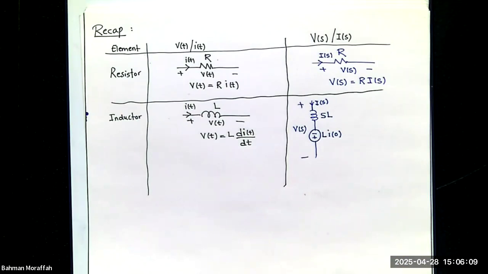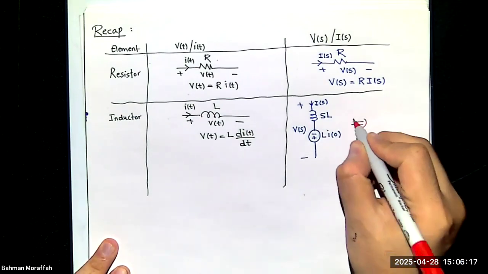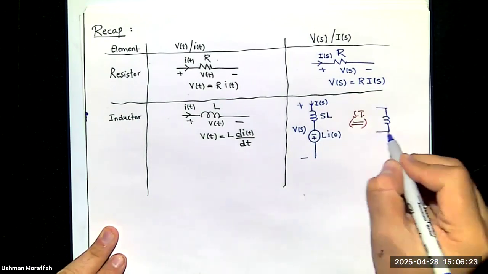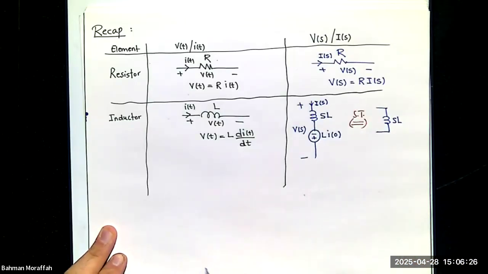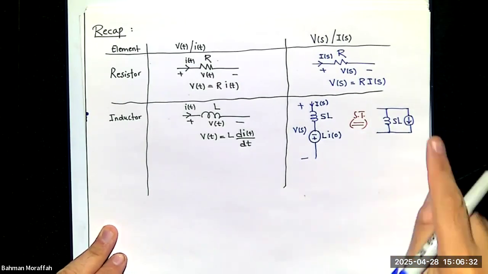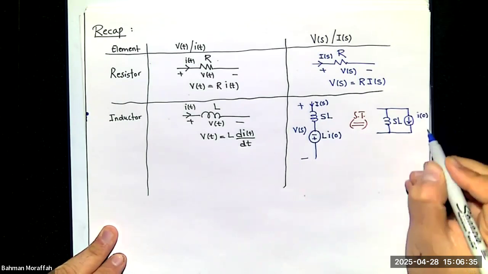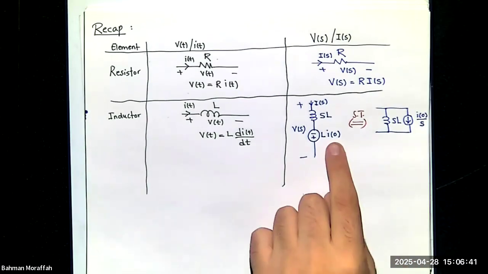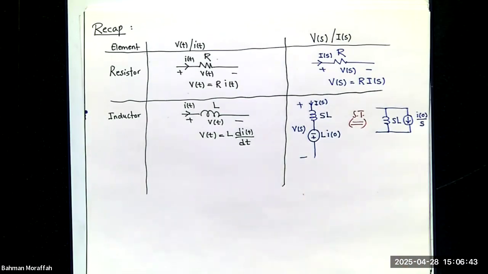Right? And we also talked about the source transformation. We said we can use source transformation and convert this voltage source to a current source. So we can use source transformation and redraw this equivalent circuit. The value of resistance would not change. This voltage source becomes a current source in parallel. And the value of this current source is i(0) divided by s. Remember, this i evaluated at 0 is the initial condition of this inductor in time, which we do know is a continuous variable.